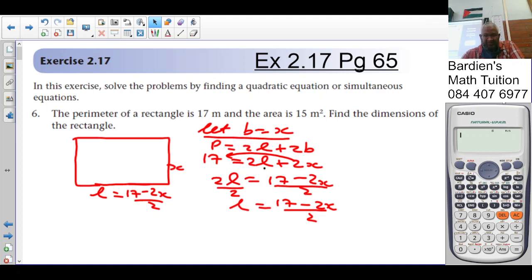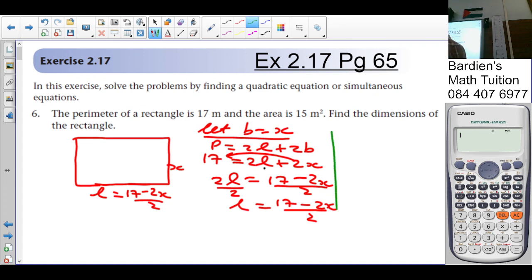Okay, I don't know how much of the recording was lost now. But anyway, we can't go back. So for this part here, we're going to have the area. We know the area. How do we calculate area? It's length times breadth. Not so? So my length is going to be 17. So your area is going to be 15 equal to breadth, which is x, times the length, which is 17 minus 2x over 2.